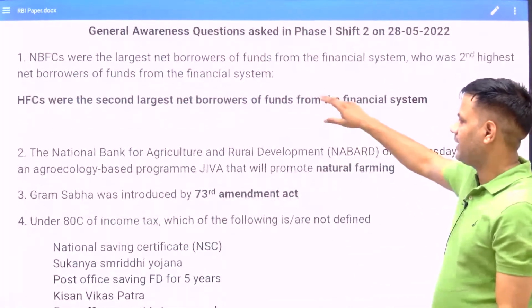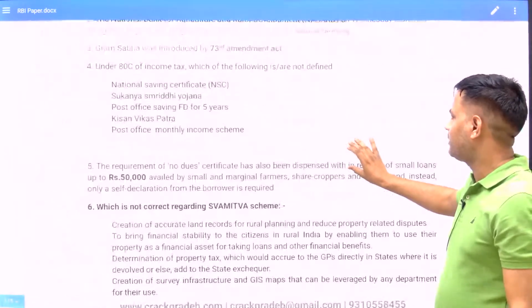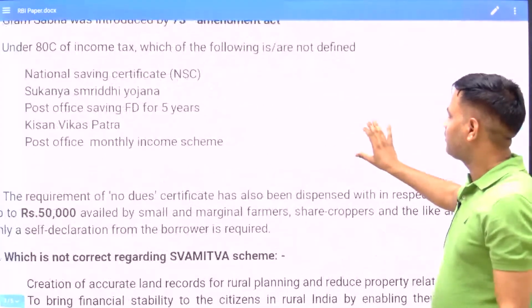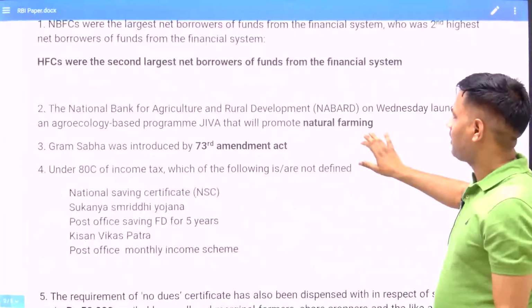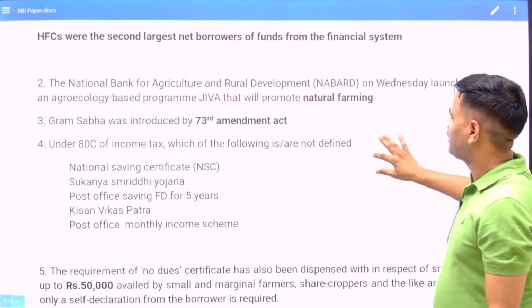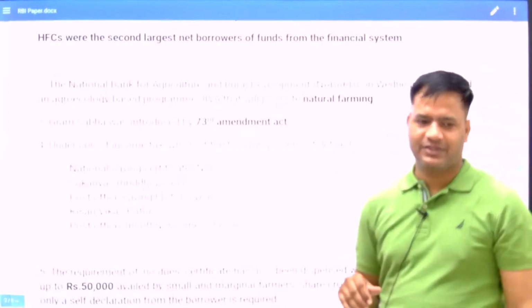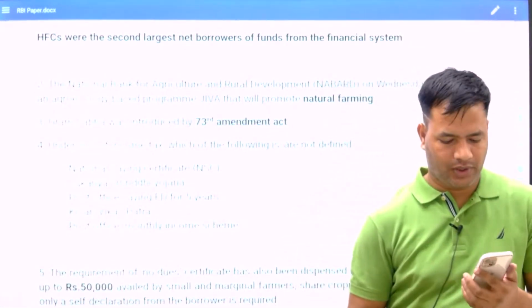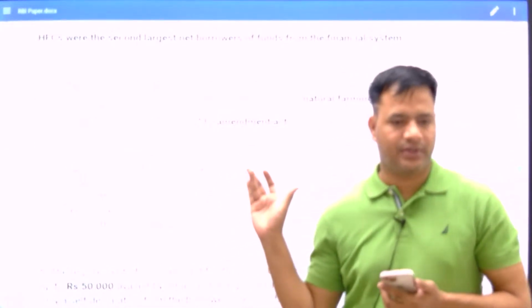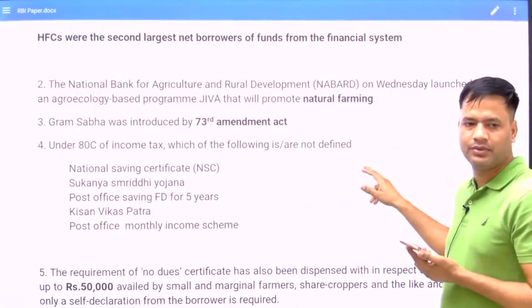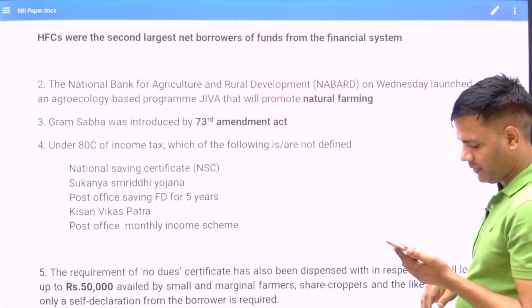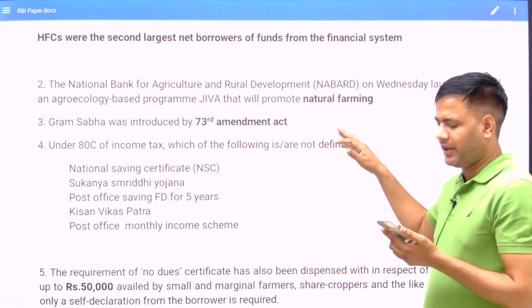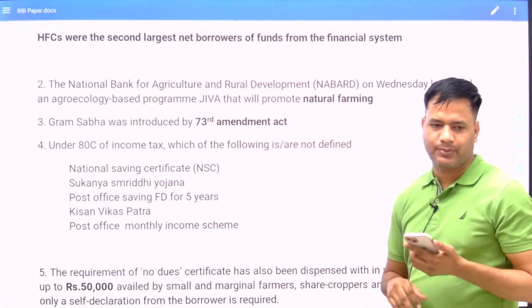Second question, National Bank for Agriculture: the Jiva program was launched by NABARD. So it is related to which area? This was asked. It is related to natural farming.